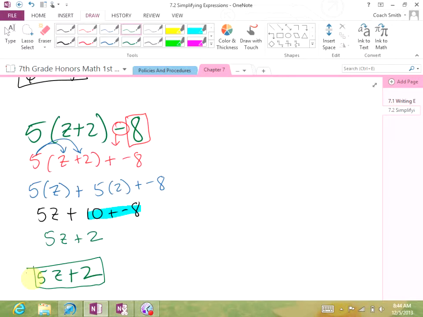Now, let's look at a little harder one. 2 times 2t plus 5 plus negative, minus 2t plus 8t.